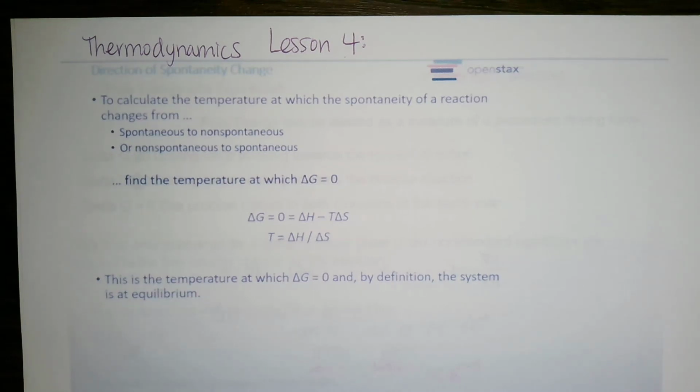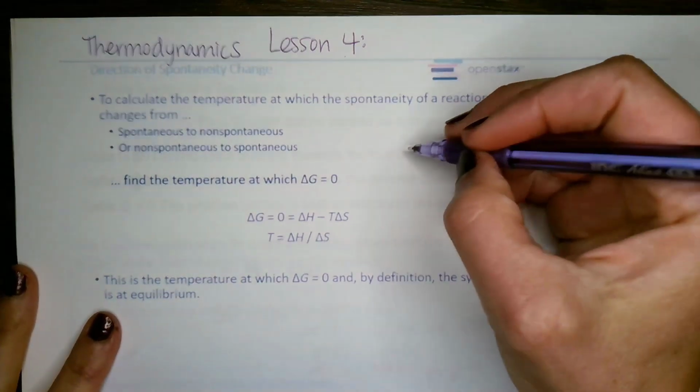So to calculate the temperature at which the spontaneity changes from spontaneous to non-spontaneous or vice versa, we assume that the delta G becomes a value of 0, and that's defined as the state of equilibrium. And again, I'm going to emphasize, equilibrium is coming to us over and over and over again in the next 3 chapters. Equilibrium is defined as saying that the rate of the forward direction is the same as the rate of the reverse reaction.